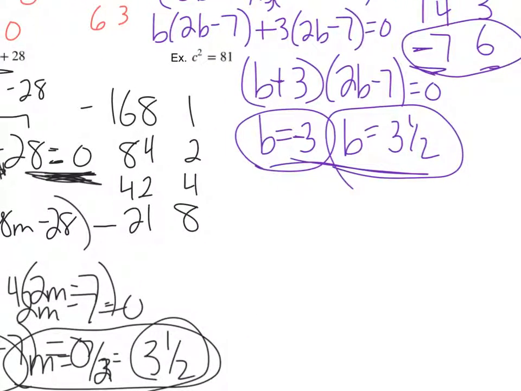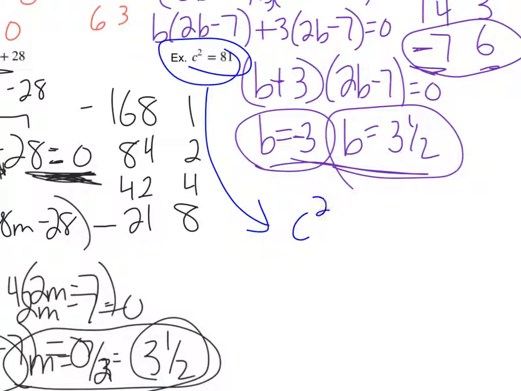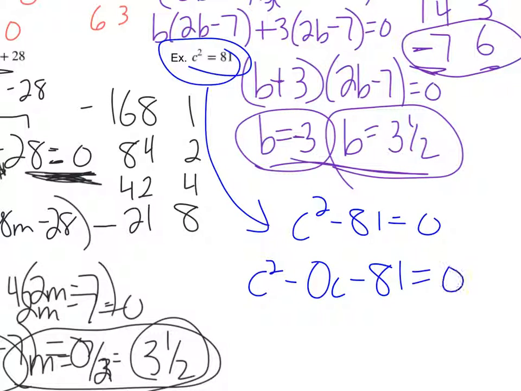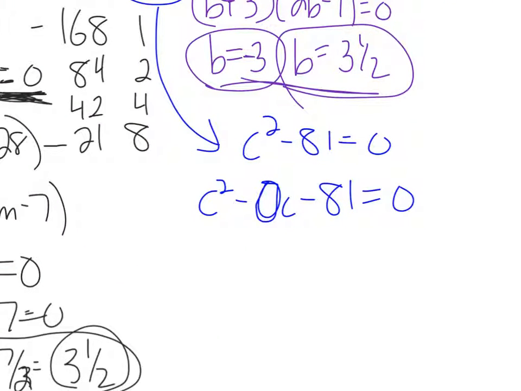All right, I do have one more problem, one more quick one. This guy right here, I'll bring it down over here. Same idea, I'm going to take it all over to one side. So now this is almost like saying minus 0c minus 81. This is like saying I have 0c. I don't have a middle term, I don't have an x term. So what this is asking is this: what multiplies to 81 that would get you 0?